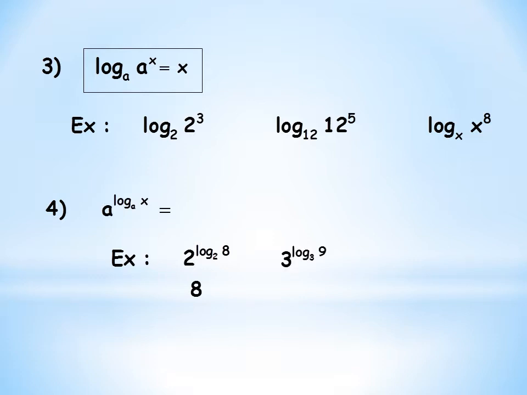If I have another example here where the base and this base are exactly the same, if I evaluate log 3 of 9, that's going to be 2. 3 to the second power is 9, so this would simplify down to 9. So anytime this base and this base are exactly the same, it will evaluate down to whatever this number is right here. That's your fourth property. So if you have, for example, 5 raised to the log 5 of 28, what will that evaluate to? 28.